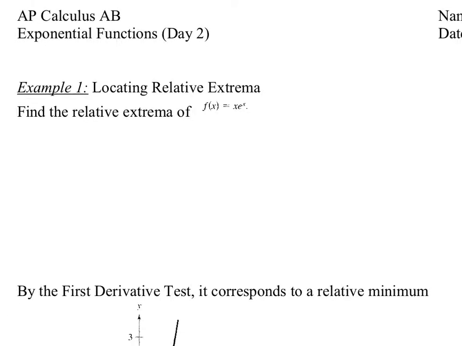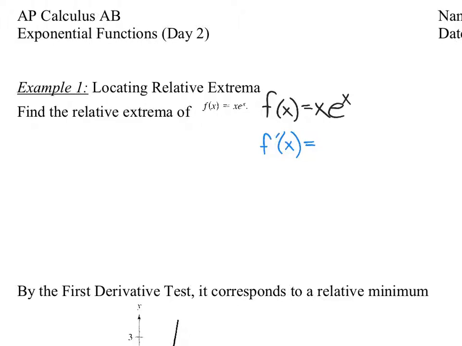So let's take a look at this function here. We want to find the relative extrema of f of x equals x times e to the x. Let's write it a little bigger. F of x equals x e to the x. Now, if I'm finding relative extrema, what's our process for doing that? Take the derivative, and set it equal to 0. So we've got to find f prime equals 0.